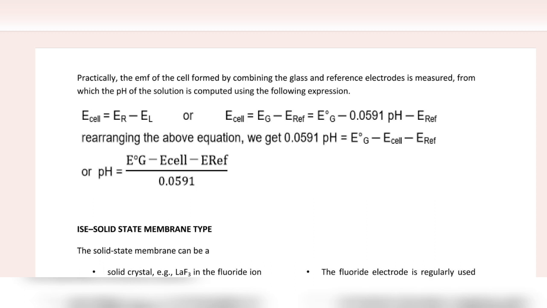Here E0 glass is a constant for a particular glass membrane. Then E reference is also constant, because it is silver chloride or maybe calomel. These two are constant, and E cell we can calculate from the potential, and then we will get the pH value. Okay, so a typical pH meter does all these calculations, then shows the final pH reading. So this is the Nernst equation for a pH electrode.